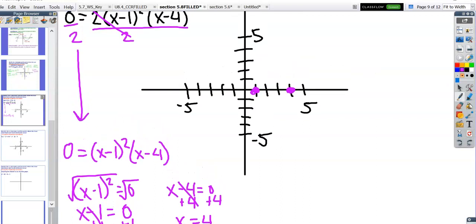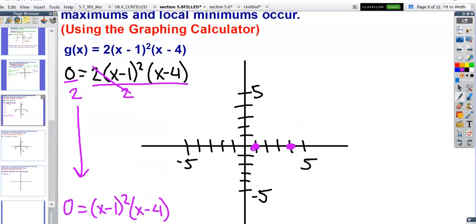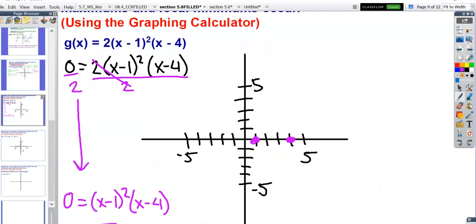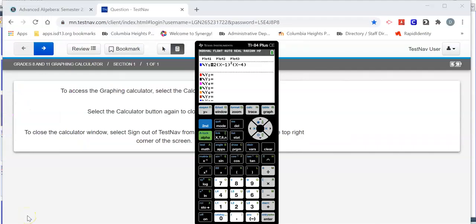We also need to find the local maximum and local minimum. So again, I'm going to pull up the graphing calculator for that. Type in the function that we were given, 2 times x minus 1 squared times x minus 4, and then go ahead and graph. So for us, see how it touches the x-axis at the point 1, 0, but then it doesn't cross. That's because that's a double root solution, and that will happen with any double root solutions. It will touch, but it will not cross. Our other x-intercept was the point 4, 0. There it was just the one solution, so that's why it crossed there.